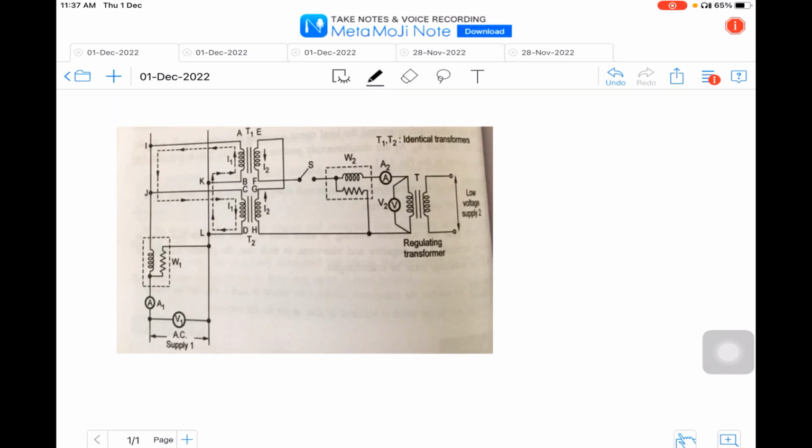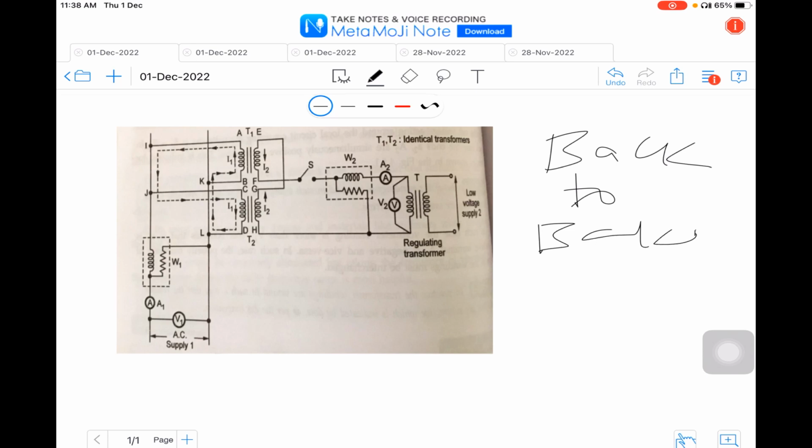Today's topic is Sumpner's Test. Sumpner's Test is also called the back-to-back test. In the previous sessions, we have learnt about the OC and SC tests. This is also known as Sumpner's Test.